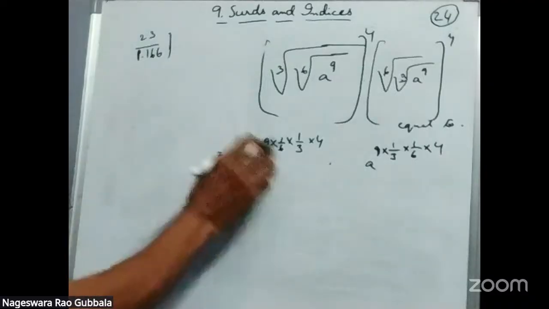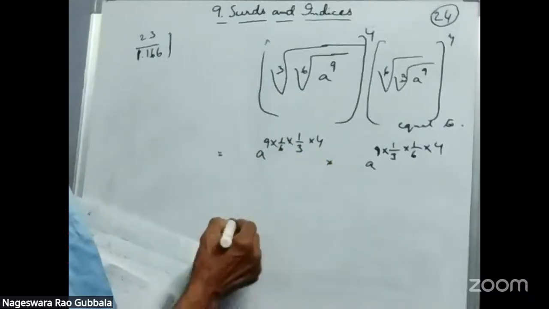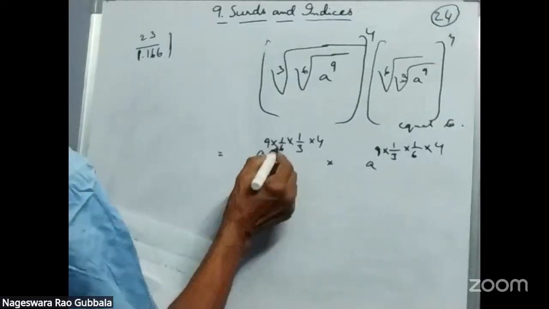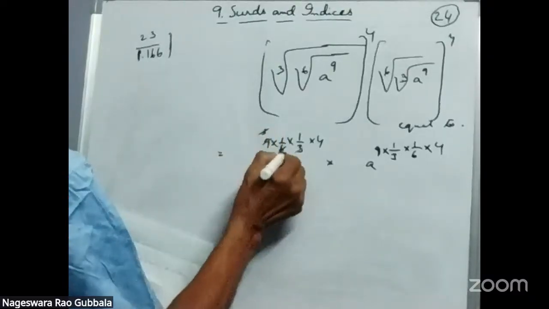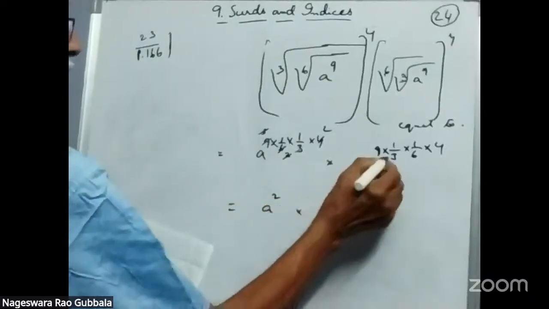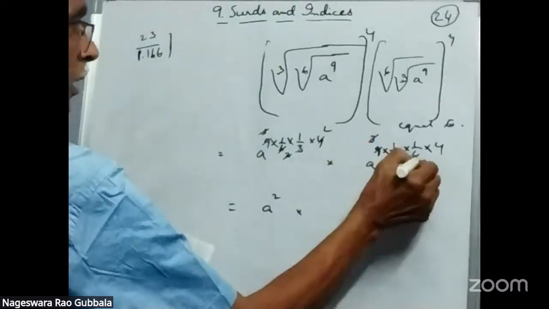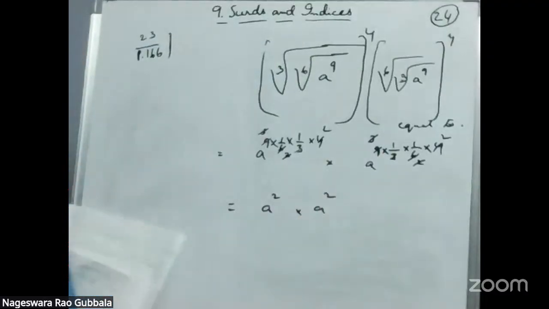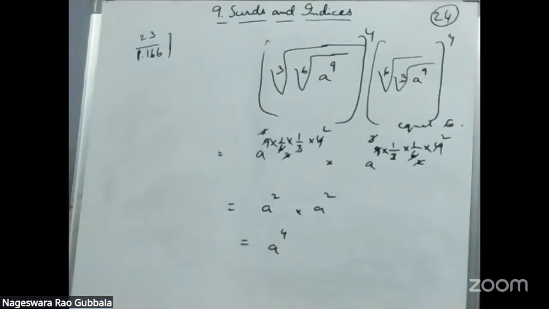So a to the power of m into a to the power of n, multiplication: a to the power of m plus n. Here, see, 3 times, 2 times, this becomes a square. 3 times, 2 times, and again becomes a square. A to the power of 4: m plus n, 2 plus 2.